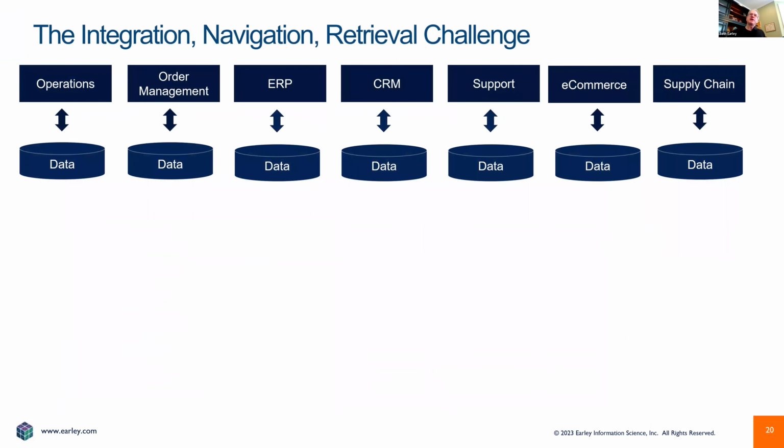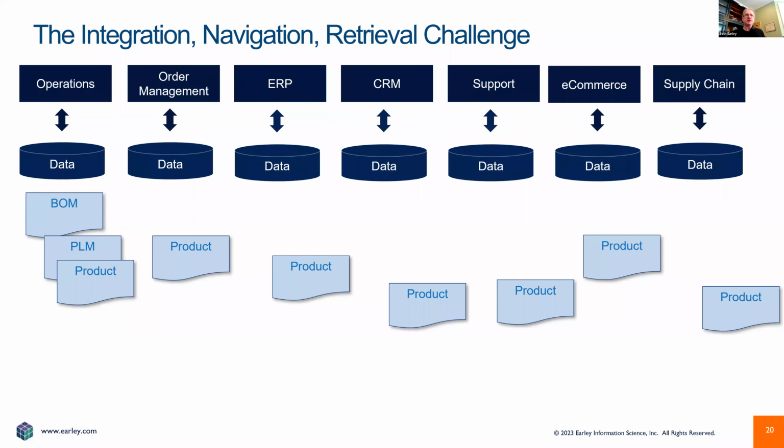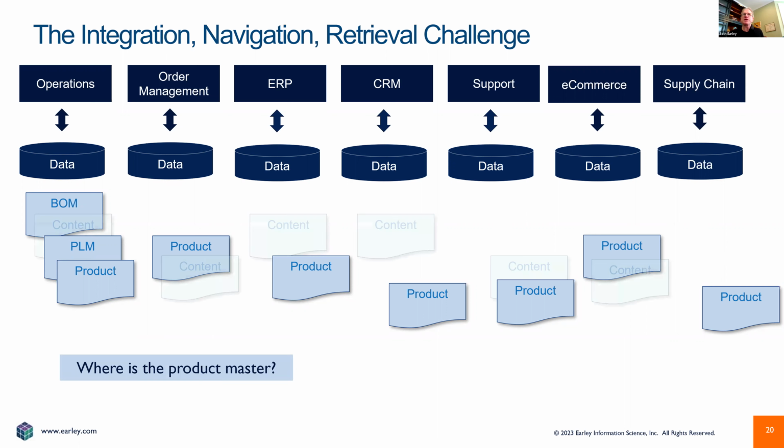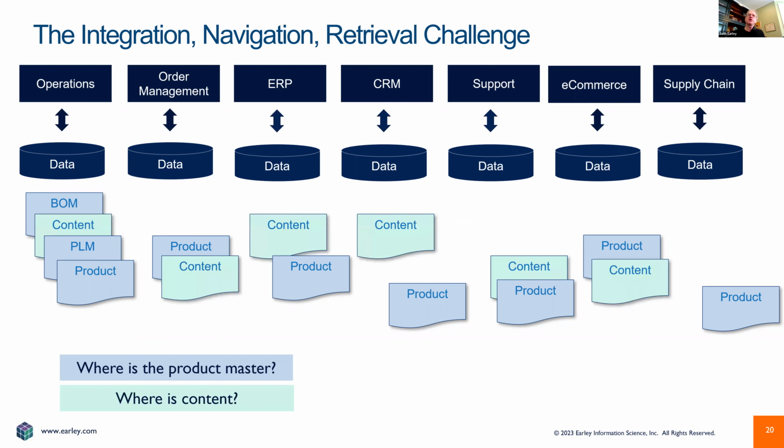Now, when we start to think about this across domains, right? We have product data that is spread out in lots of different systems. And that's the question: where is the product master? Where is it being held? Where is it being managed? Content, this is an even bigger problem, right? Because content is owned in silos. I'm going to talk about this more in a little bit, but it's all across these applications.